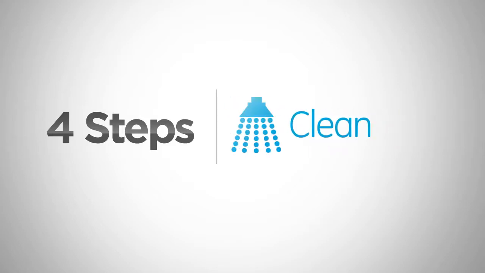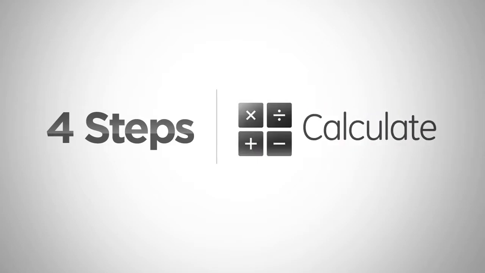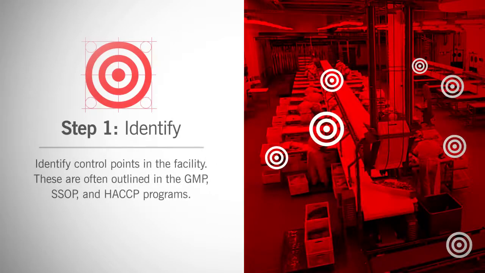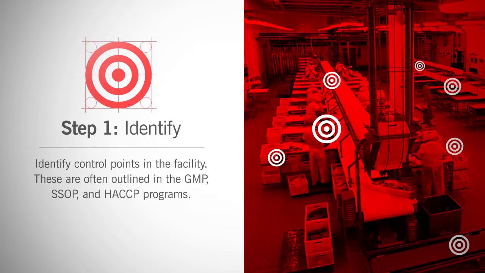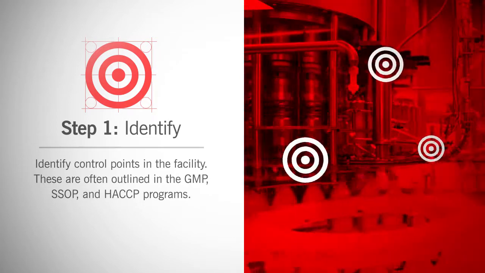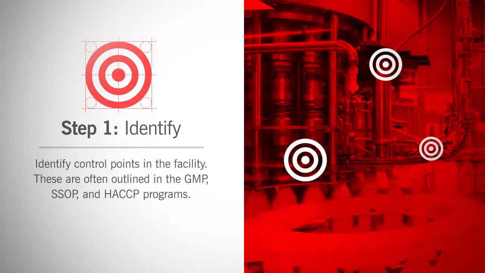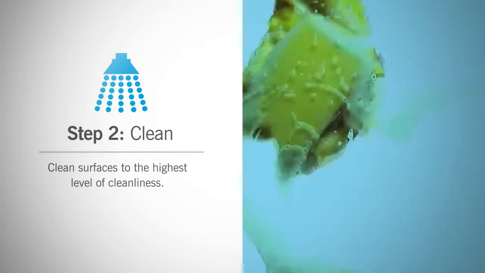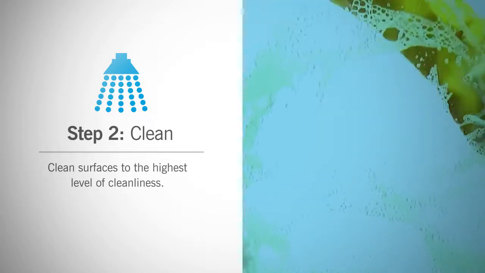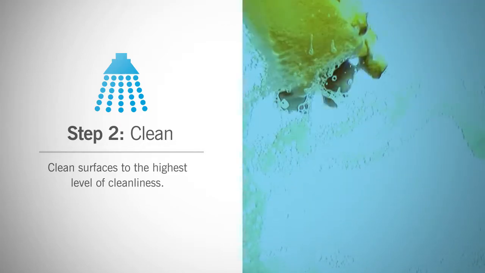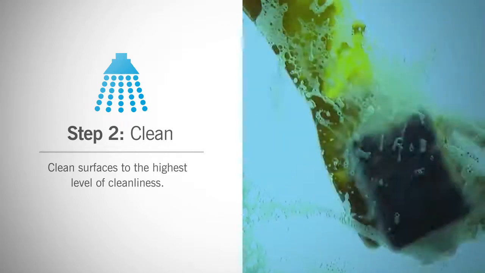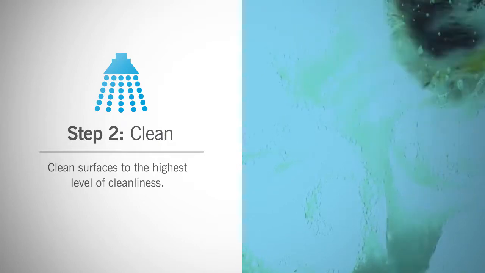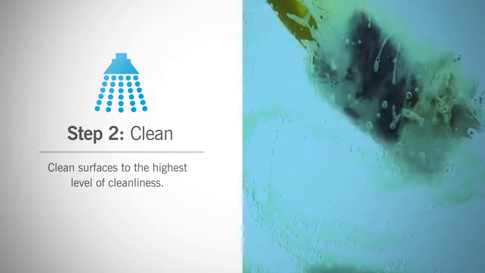To determine custom RLU limits for your facility, complete this 4-step process. Identify, clean, test, and calculate. Step 1. Identify control points in the facility. These are often outlined in the GMP, SSOP, or HACCP programs. Step 2. Clean surfaces to the highest standard of cleanliness. This may include a total production line breakdown. Refer to your GMP, SSOP, or HACCP program for more information. Be sure that future cleanings will be held to this level of clean as a standard.